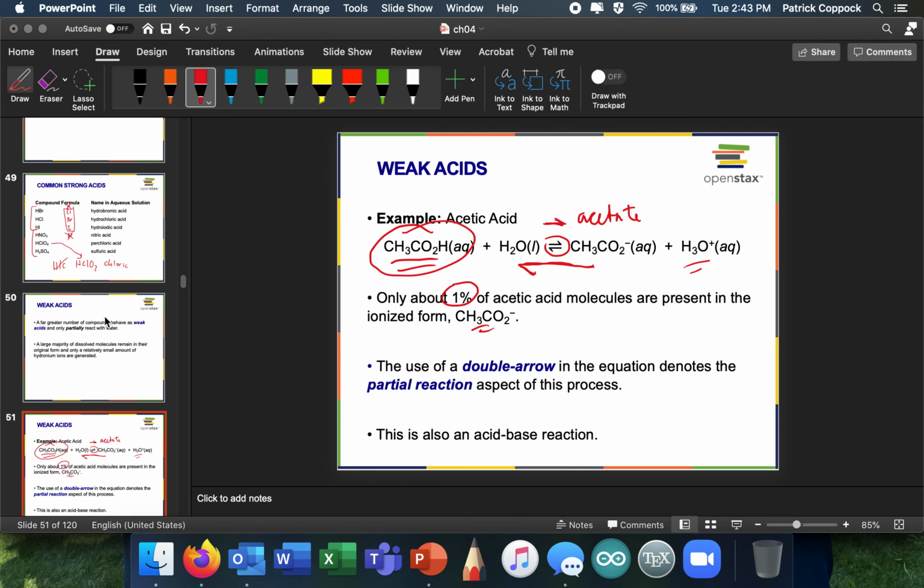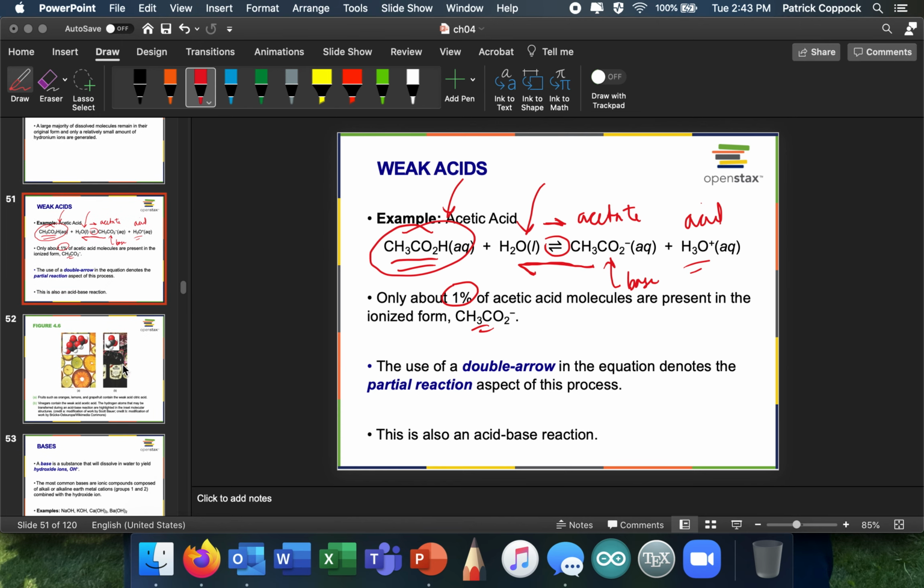But this is also an acid-base reaction because this is the acid and this is acting as the base. In this case, over here, this is the acid, right? And this is acting as a base in the back reaction. Okay?